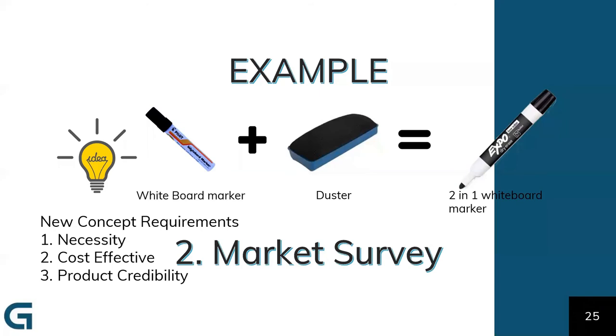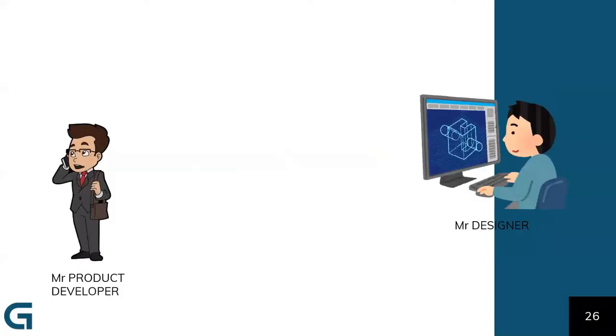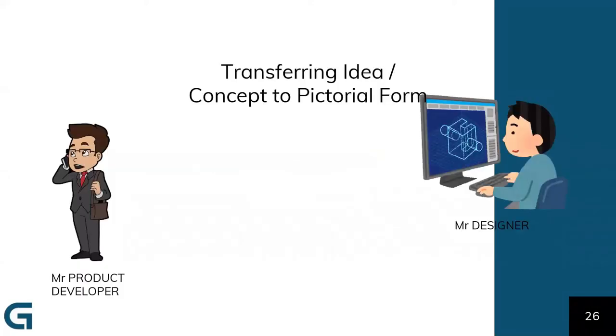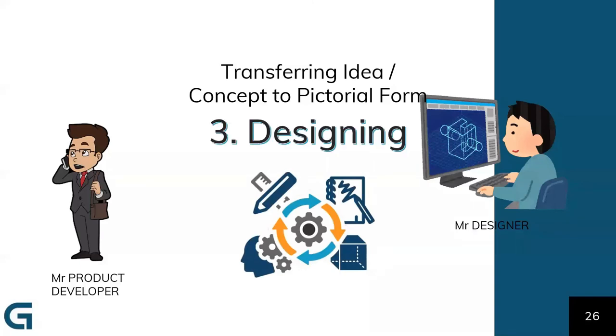Once the market survey is done and the product idea is also done, when we do the market survey, we'll come to know the credibility of the product. Once this is done, our idea or the concept will be converted into pictorial form. This is the designing. So this is the third step where we will go with the design. First step is the idea and the concept, second is the market survey, third is the design.